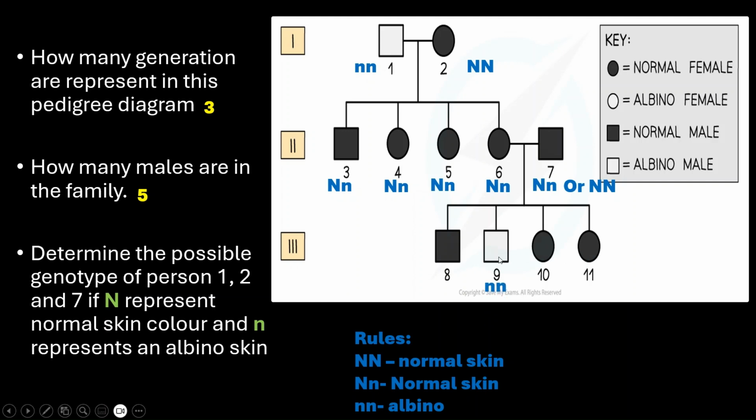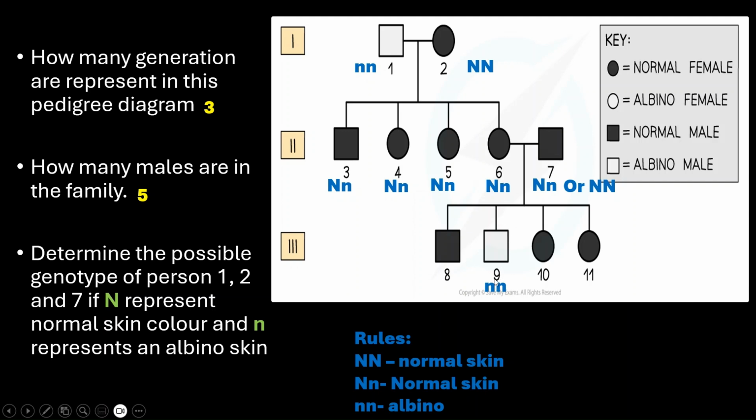So you deal with the easier one first because there is only one way of producing an albino skin. And 9 is an albino. So 9's genotype will appear this way. Then you ask yourself, where did 9 get the two recessive alleles from? You will discover that one allele came from 6, one came from 7, because they gave birth to 9. You can't get what your parent did not give you. You inherit whatever you have from your parent.